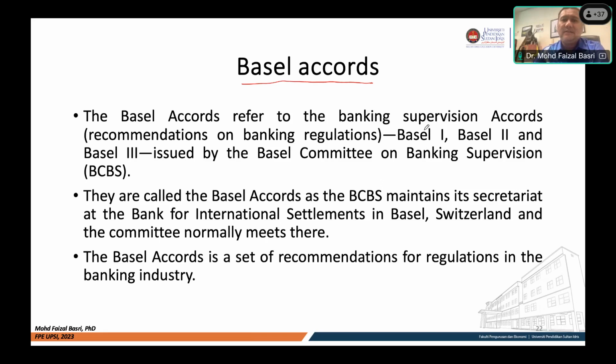So Basel now has 3 levels: Basel 1, Basel 2 and also Basel 3. And it is issued by the Basel Committee. Okay, and this Basel is based in Switzerland. So Basel is the name of a place, in Switzerland, but it is used as the reference for recommendations for regulations, especially for the banking industry.